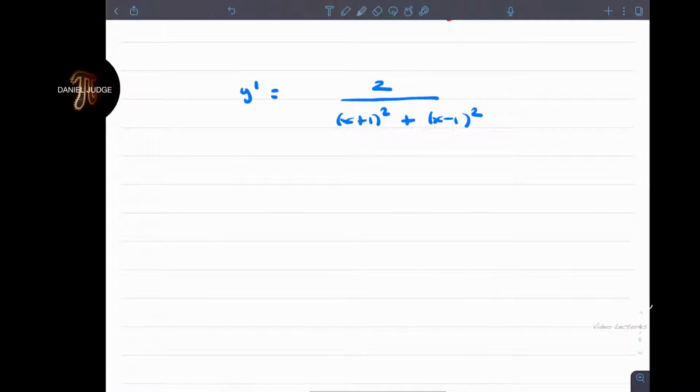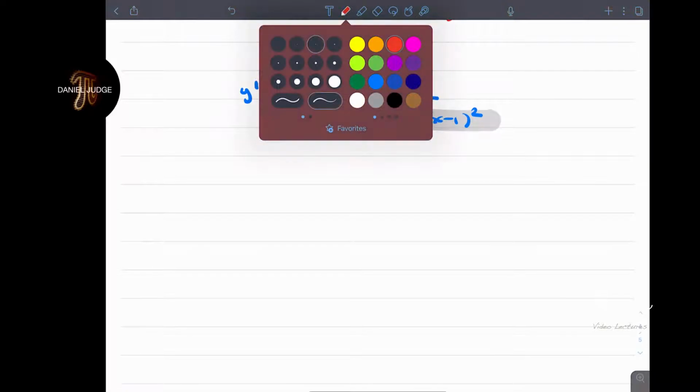And it looks like we're not done here. We're going to have to do a little bit more algebra here. You're going to have to distribute.